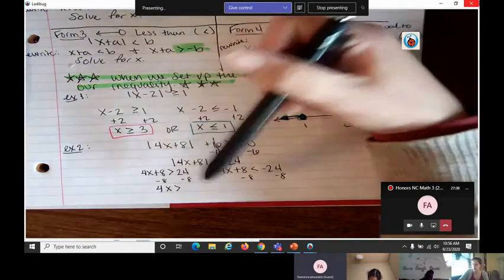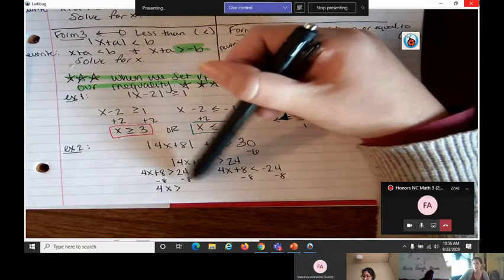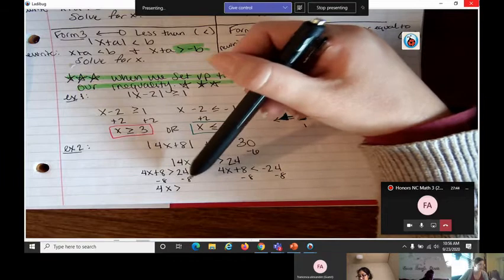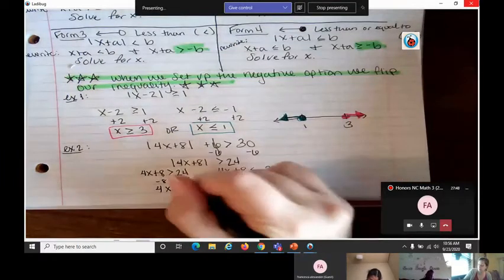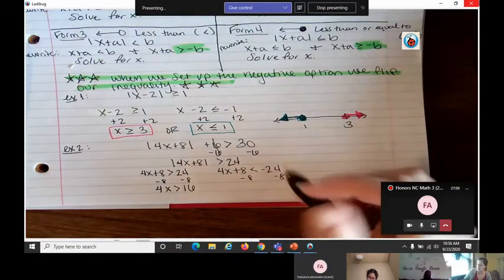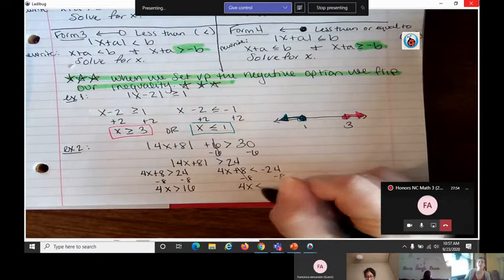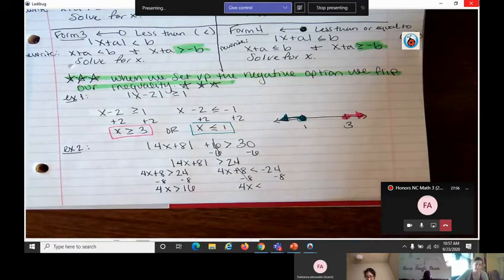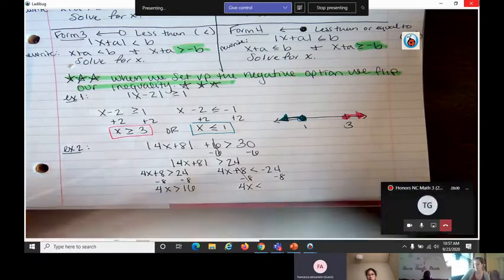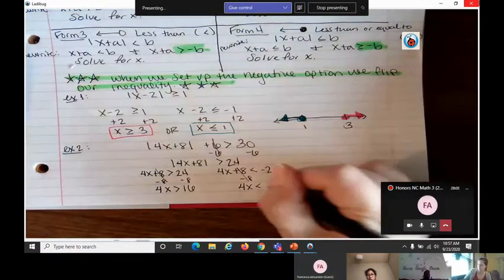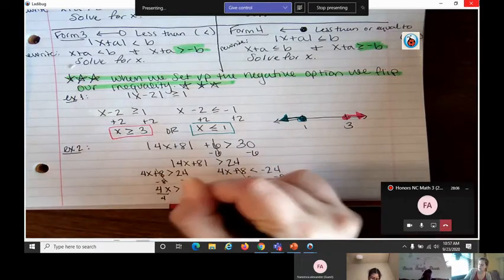So we could take 4 away from 24, which would leave us with 20. And we have to subtract 4 more, and 4 from 20 is 16. Yeah, 16. And then over here, what's negative 24 minus 8? 32. Yeah, negative 32. Okay, and then we'll divide by 4 on all of the sides.